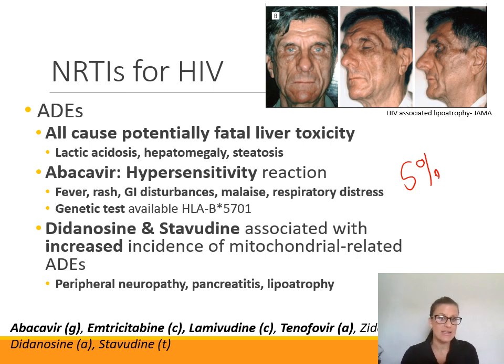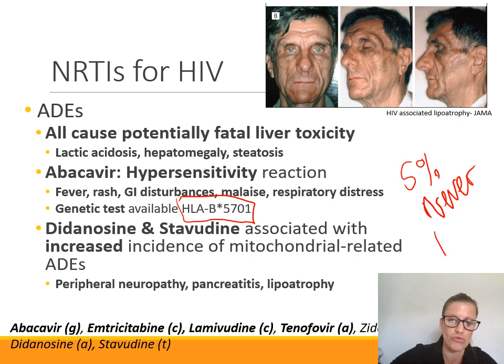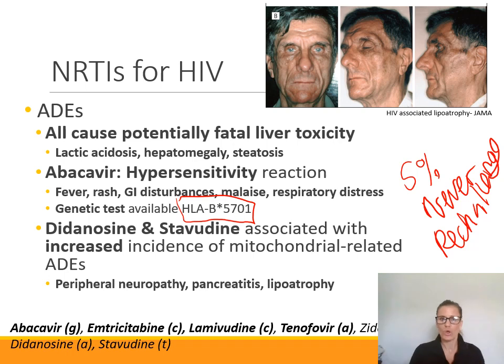There's a genetic test available that tells us if the patient is prone to have this hypersensitivity reaction or not. The genetic test tests for HLA-B*5701. So if you're going to put a patient on abacavir, you test for this protein to see if they're going to have a hypersensitivity reaction or not. And also, never re-challenge a patient who has had a hypersensitivity reaction.